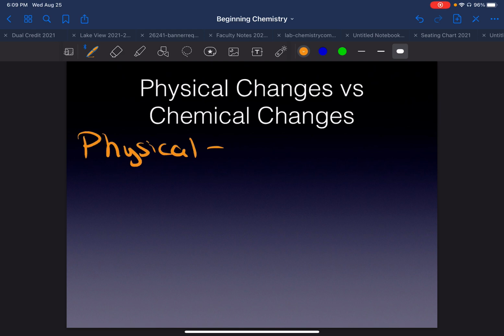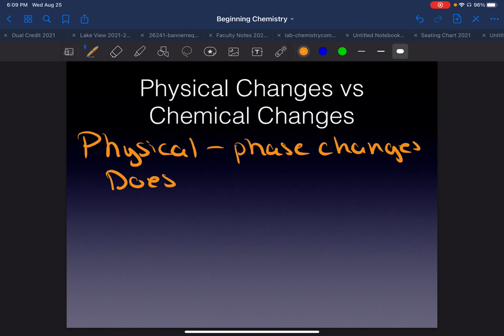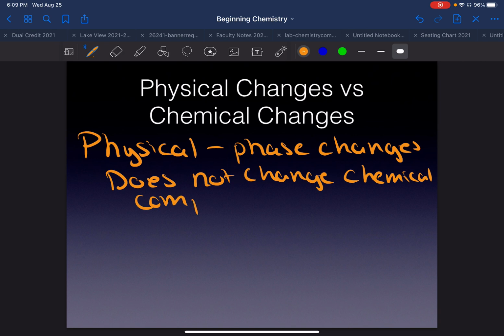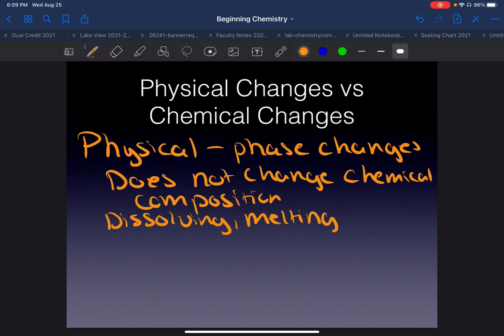Physical, these are like your phase changes. It does not change what you're working with. And I'm referring to the chemical composition. So, dissolving, melting, etc. Then, if we have our chemical changes, you're going to have to change the chemical composition.